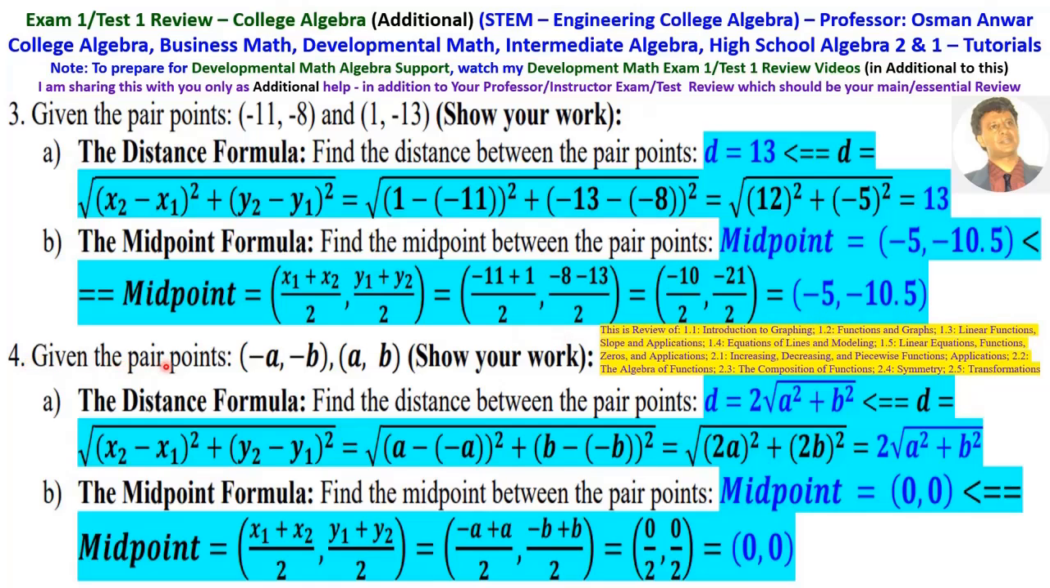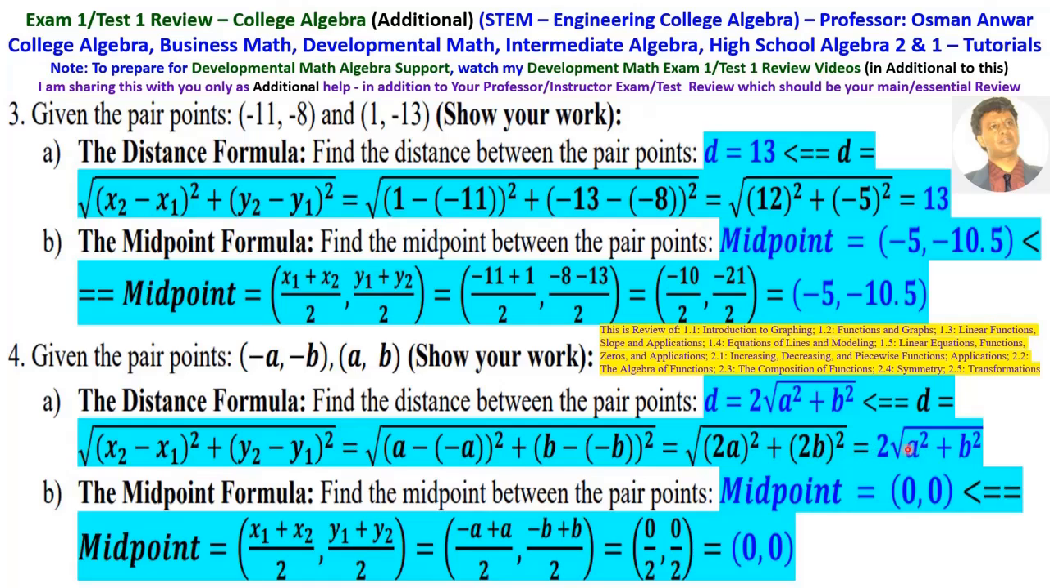Number 4: given a pair of points, x1, y1 is (-a, -b), x2, y2 is (a, b). Find the distance. We're going to use the distance formula. The distance formula is the square root of (x2 minus x1) squared plus (y2 minus y1) squared, which is (a minus -a) squared plus (b minus -b) squared, which is a minus -a is 2a squared plus b minus -b is 2b squared. 2a squared is 4a squared, 2b squared is 4b squared.